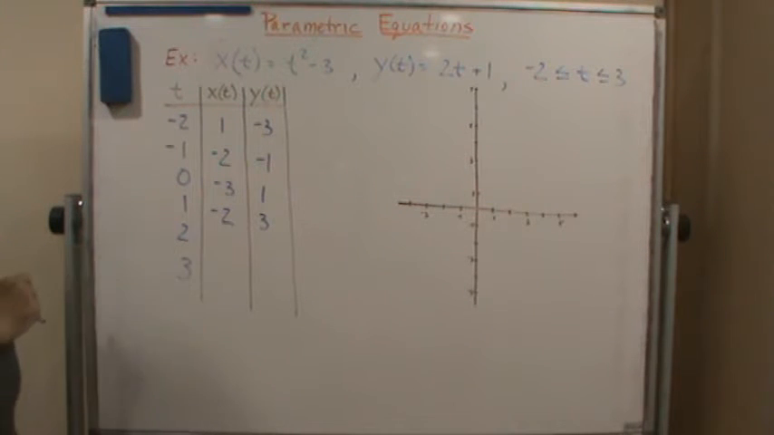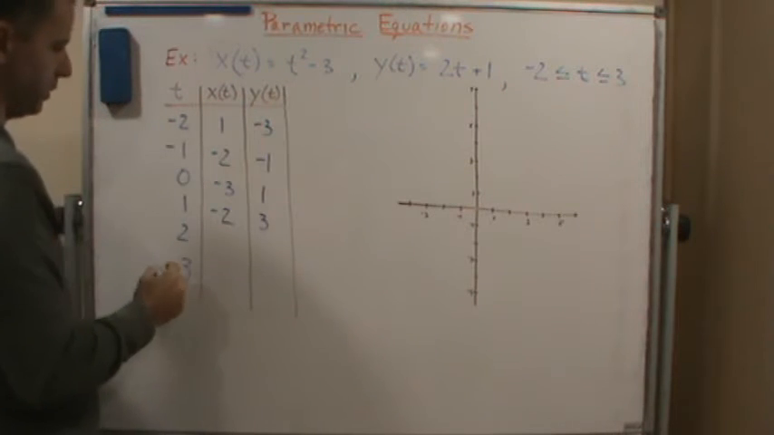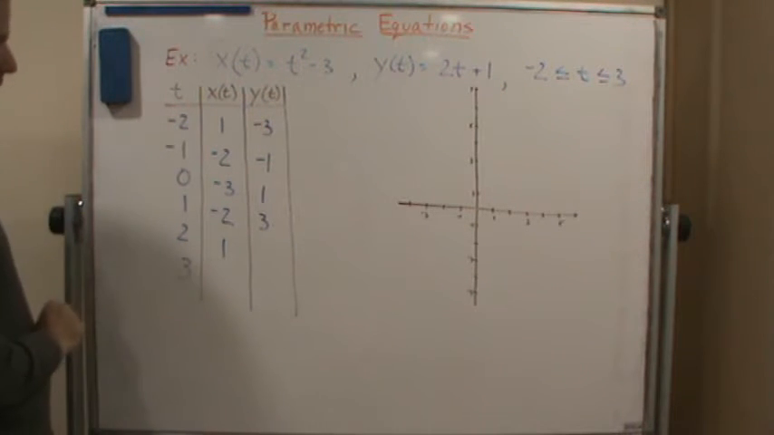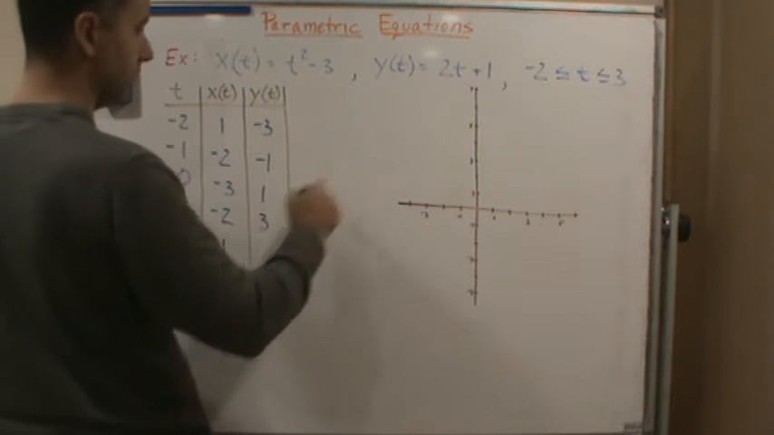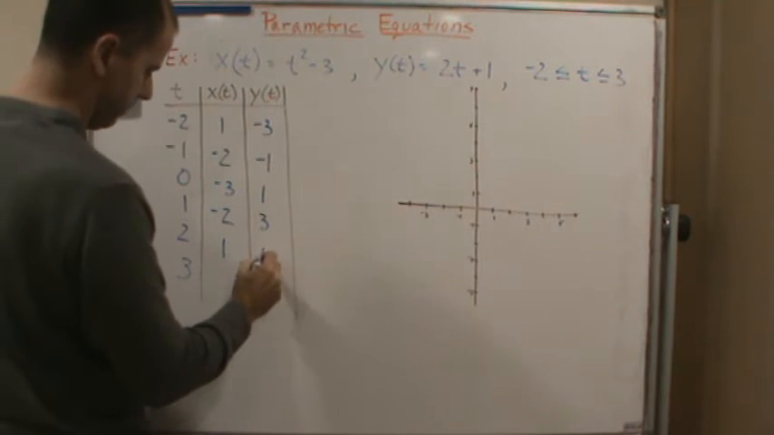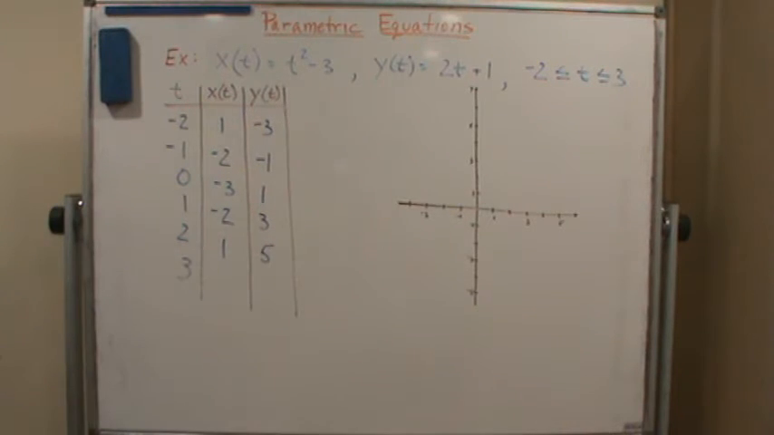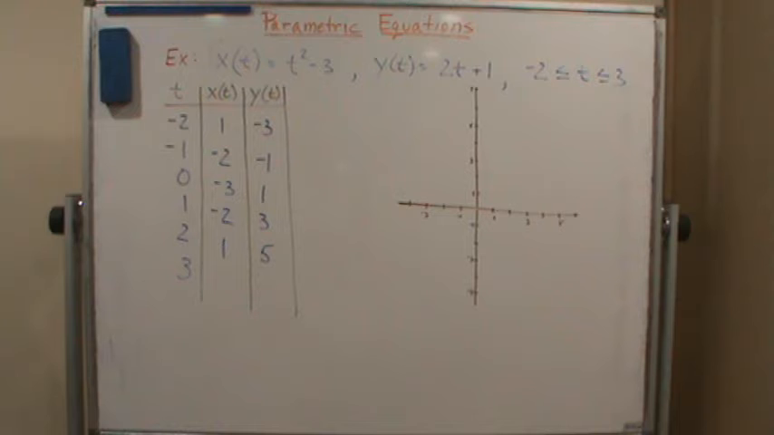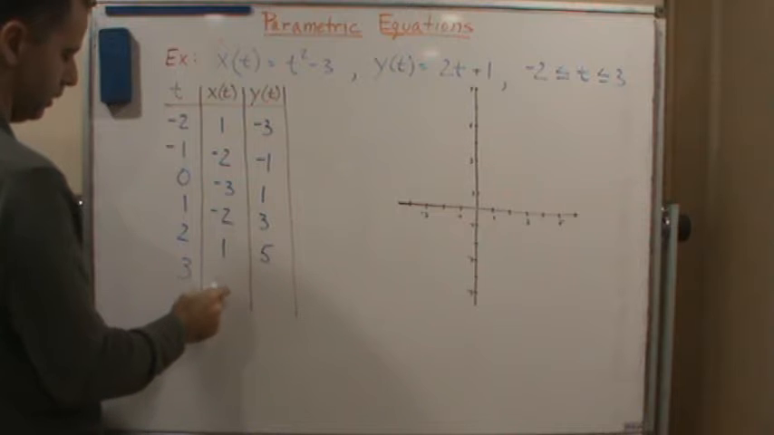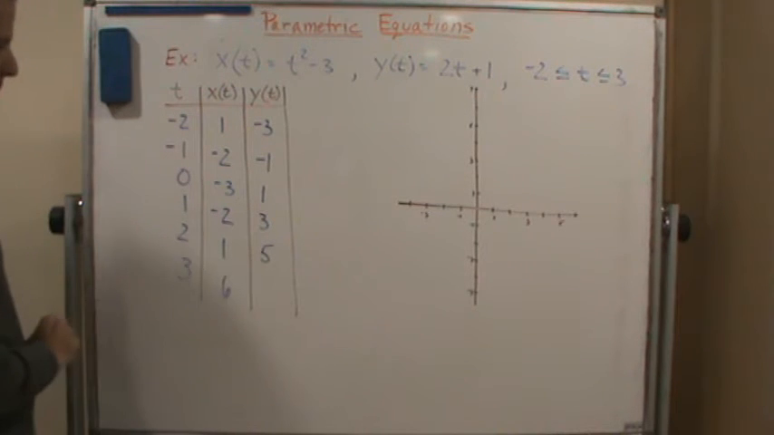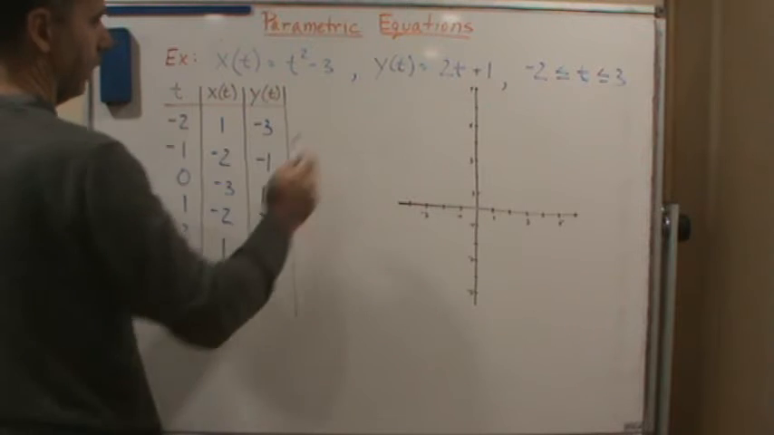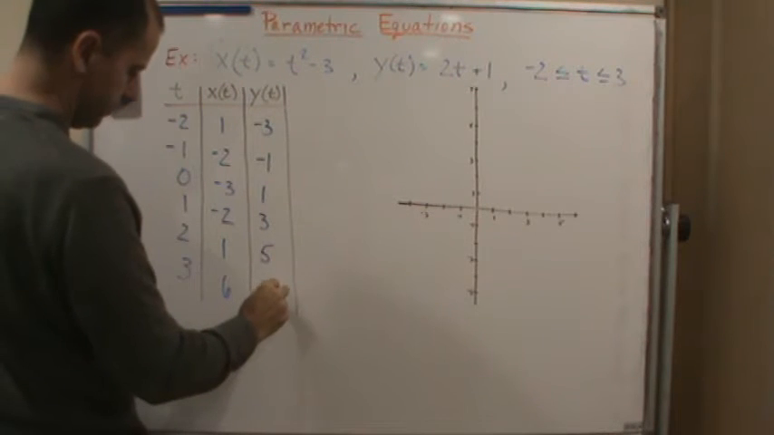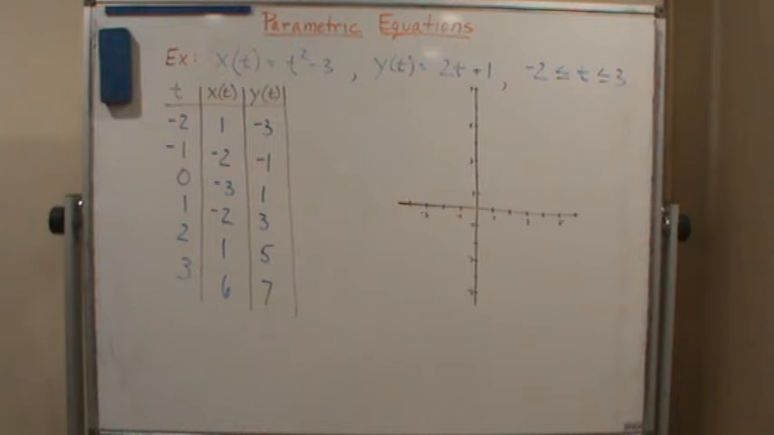And for 2, we get 4 minus 3, which is 1. Okay. And for this one, we get 4 plus 1, which is 5. Okay, we can see that these are obviously going up by 2, right? And finally, 3, we get 9 minus 3, which is 6. And we get 6 plus 1, which is 7 for here. Okay, so these are our points that we're going to plot.